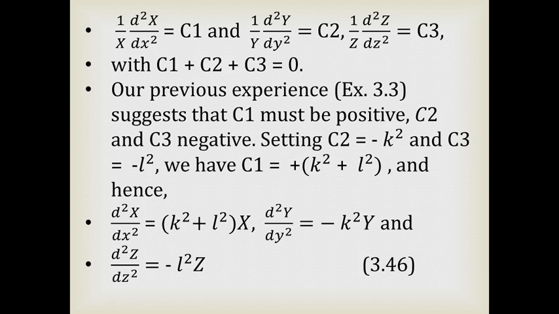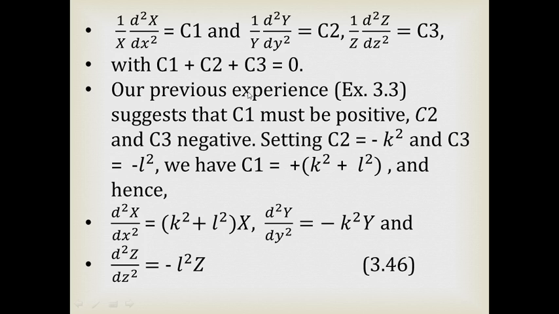And if the coefficients are negative, then it is a sinusoidal solution. That means Y as a function of y and Z as a function of z must be sinusoidal. That's why C1 is required to be positive and C2 and C3 should be negative. Now let us set C2 equal to minus k square and C3 equal to minus L square.